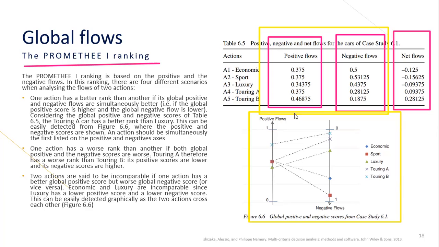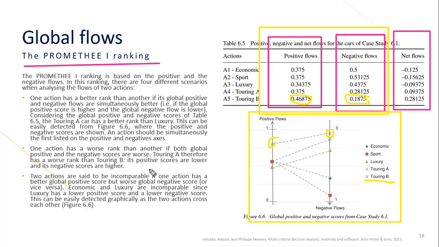So for example, here, the most superior one is Touring B, where we want to maximize the positive flow, but we want to minimize the negative flow. So compared to the other ones, this one is the best one. Okay, so for this one we can easily choose Touring B.